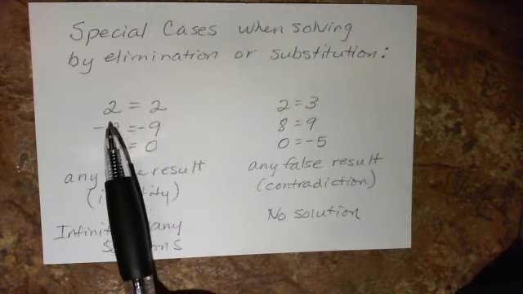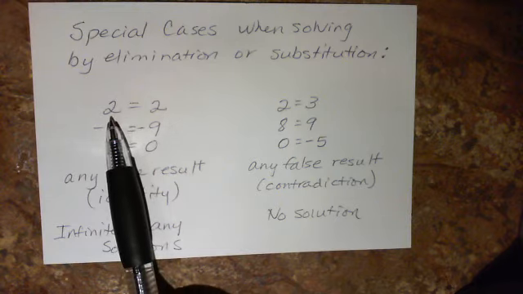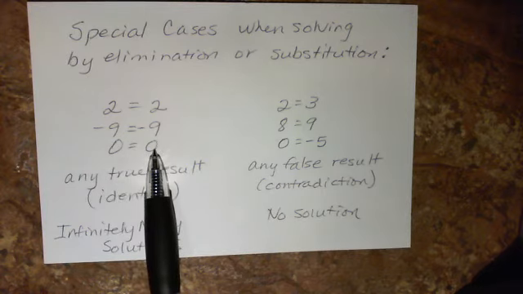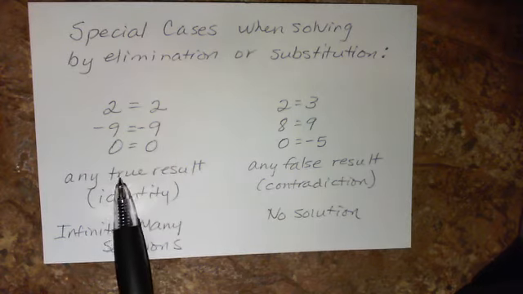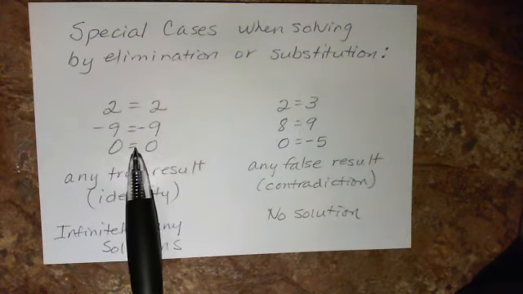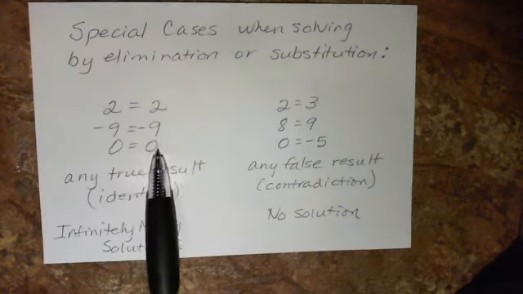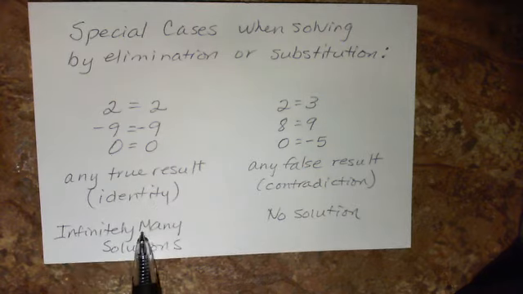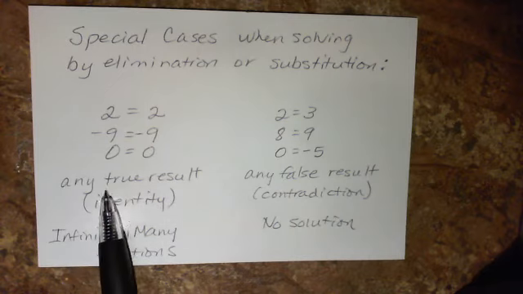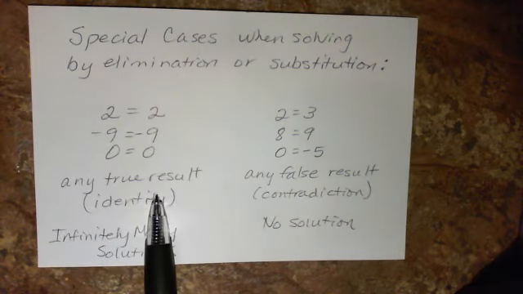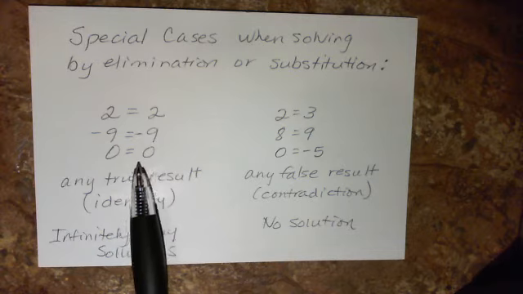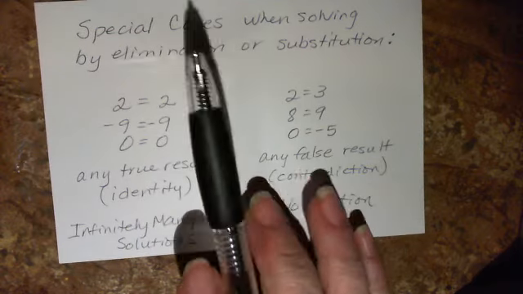Okay, special cases means that sometimes we get results like this. 2 equals 2, negative 9 equals negative 9, or 0 equals 0. All of these are true. So any true result when the variables disappear, we call that an identity, and what it means is that we have infinitely many solutions. So a true result, or an identity, means that the equations actually would graph as the same line. Okay, we don't have to see the graph to know that this means we have infinitely many solutions.